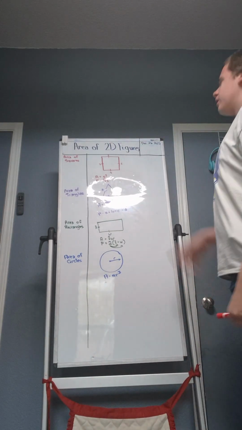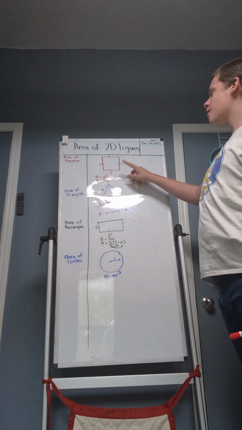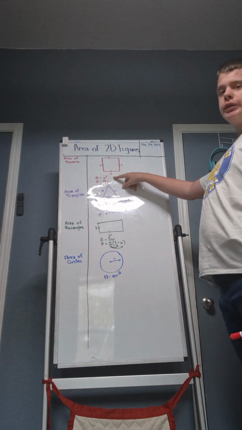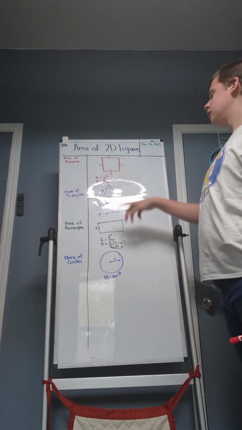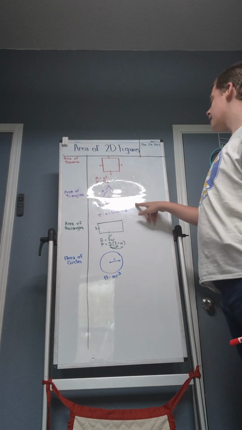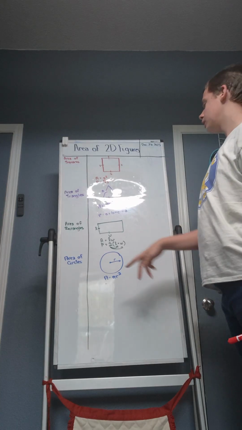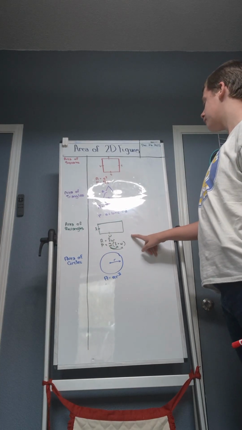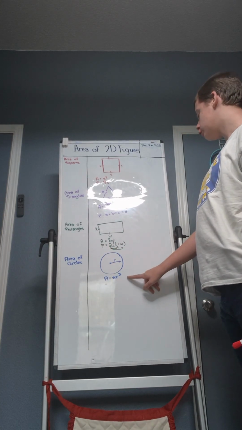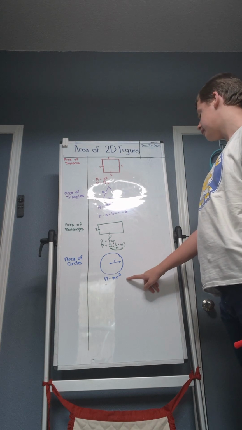So we have the squares. We know that the area is side squared. Triangles, we know that the area is base times height divided by 2. Rectangles, we know that the area is length times width. Area of circles, we know that the area of circles is pi times radius squared.